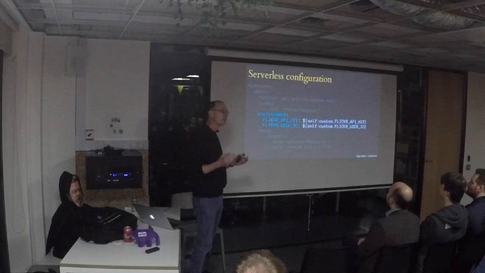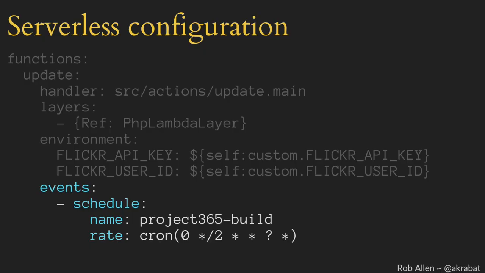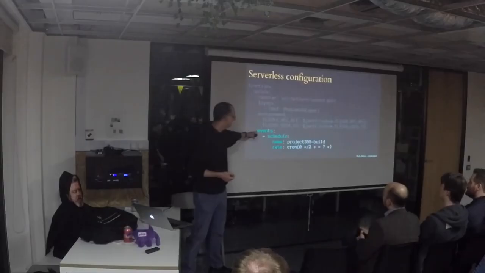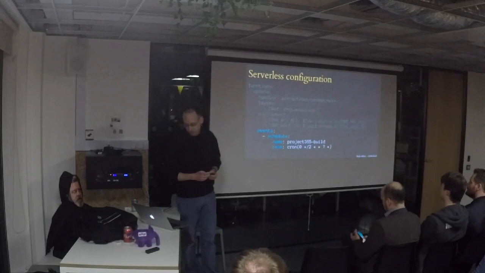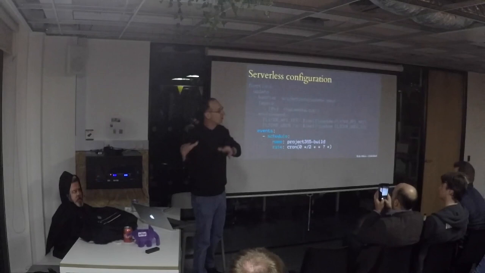But you're probably doing that already, because environment variables are a really good way to do configuration at any level of web app. And then I need to set up my cron job. So I'm defining an event called schedule, I give it a name, and it's a cron rate of every 2 hours. So this is what I mean by I've got a YAML file that is describing my application. And then this description magically turns into the right things happening on AWS.